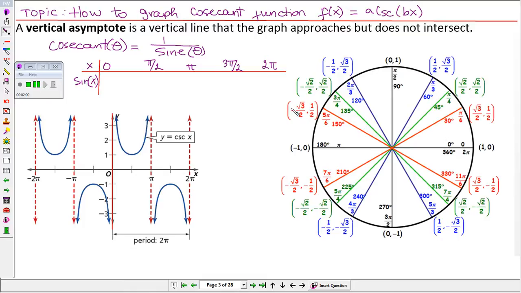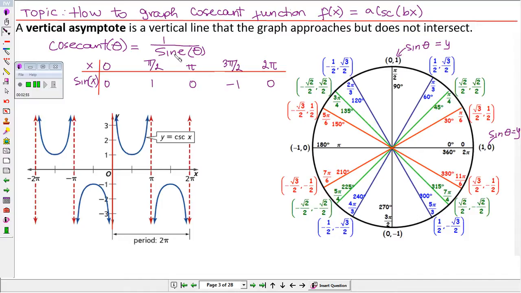or 2 pi. So sine is the y value. Sine of theta is the y value. So sine of 0 is 0. Again, sine theta is the y value. So sine of 90 degrees or pi over 2 is 1. Sine of pi is 0. Sine of 3 pi over 2 is -1, and sine of 2 pi is 0.